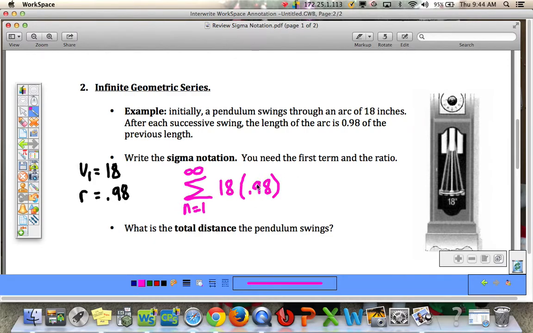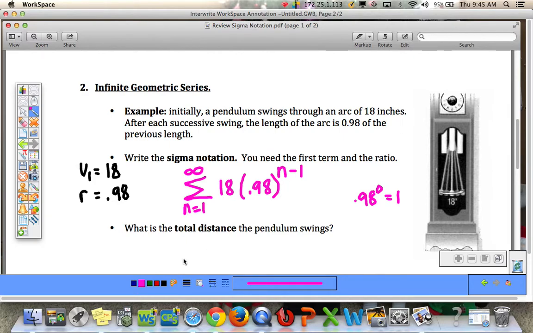We want the 0.98 to equal 1, and so I'm going to put n minus 1 here, because 1 minus 1 is 0, and 0.98 to the 0 power is 1, and that's what I want it to equal, because I want the first term to be just 18. So in other words, when I plug in a 1 here, I want this to equal a 1, so that my first term is 18, so it's n minus 1.